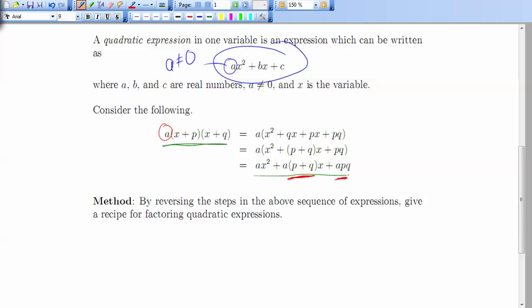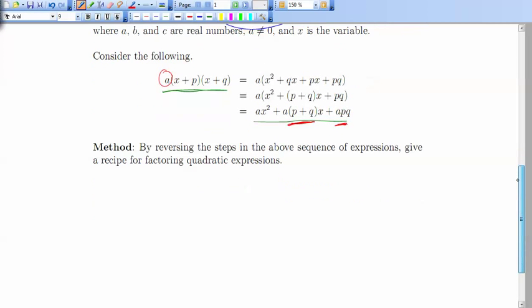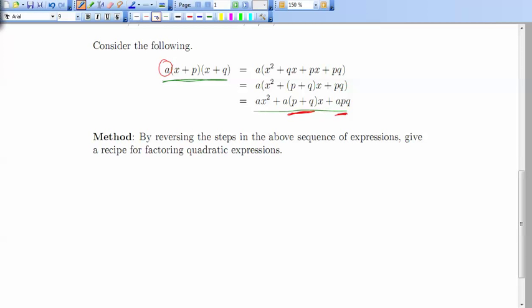So once we factor out a from every single term, then we're looking for two numbers that add up to give us the linear coefficient and multiply together to give us the constant. So we can use that as a method of factoring. It doesn't always work, but when it does, it's very fast. So our first step is to factor the quadratic coefficient. That's what a is here, out of every term.